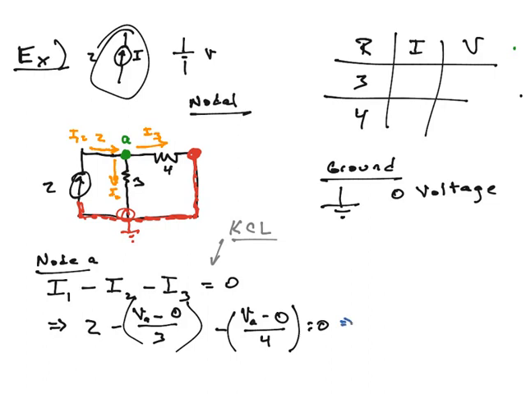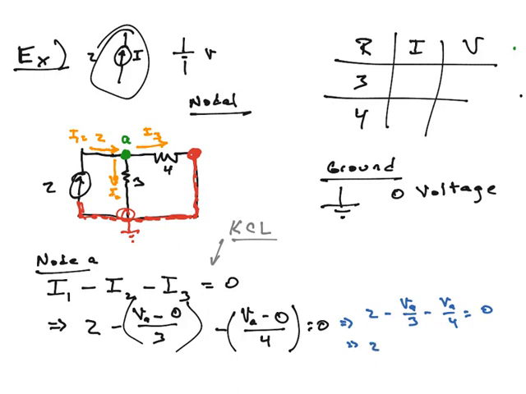What does this equation look like? Well, it's 2 minus VA over 3 minus VA over 4 is equal to 0. There are different ways of solving this. I want to get rid of the denominator. The fastest way to get rid of the denominator is to multiply by something that's divisible by both of these numbers, 3 and 4. So I'm going to multiply everything by 12.